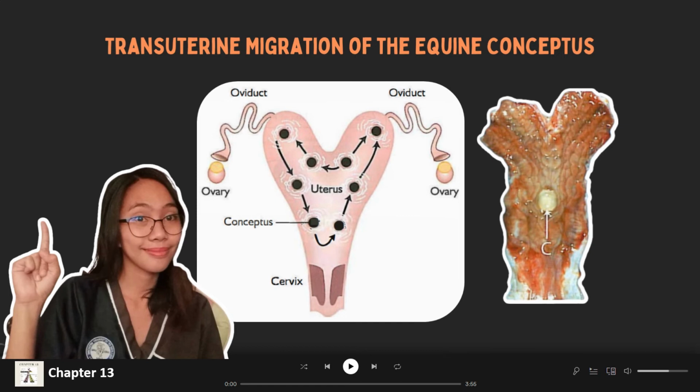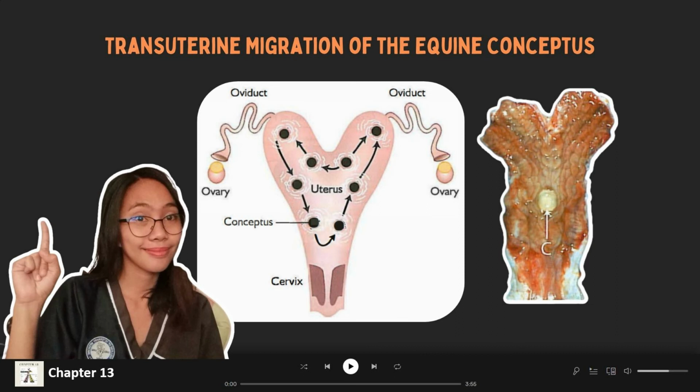The figure shown is the transuterine migration of the equine conceptus. In the mare, the presence of the conceptus prevents luteolysis. Also, in the presence of the conceptus, endometrial production of PGF2 alpha is significantly reduced. A unique feature of maternal recognition of pregnancy in the mare is that the conceptus must migrate within the uterus from one uterine horn to the other.